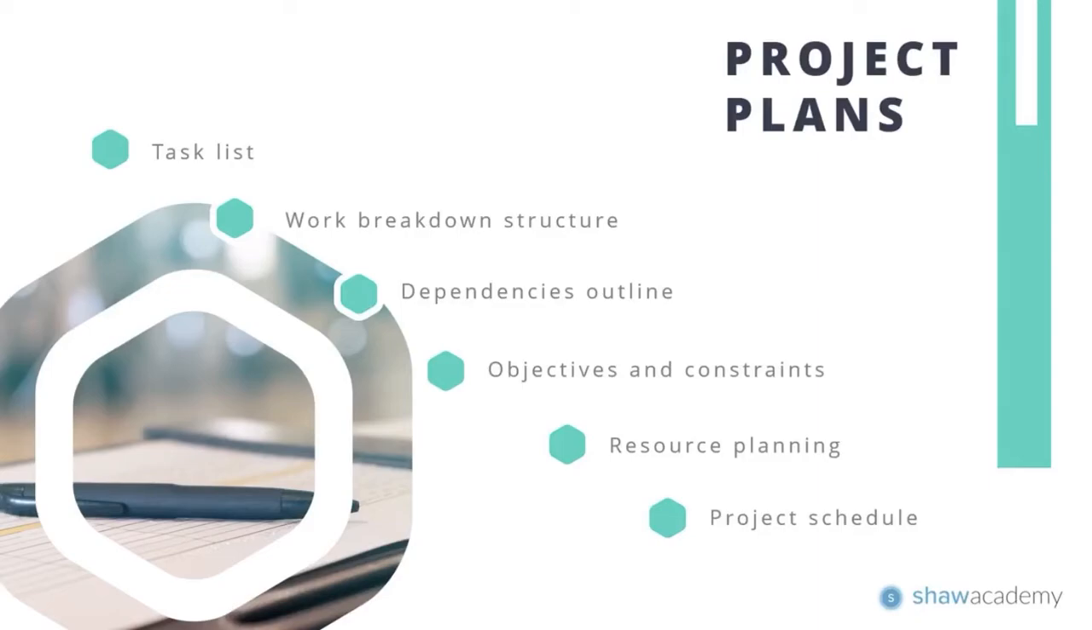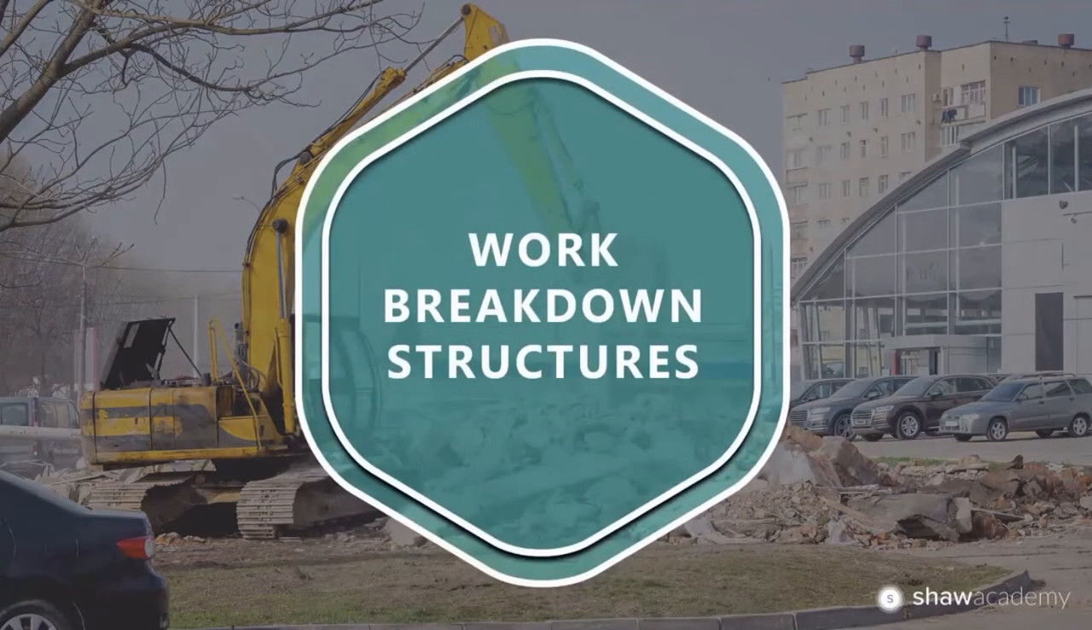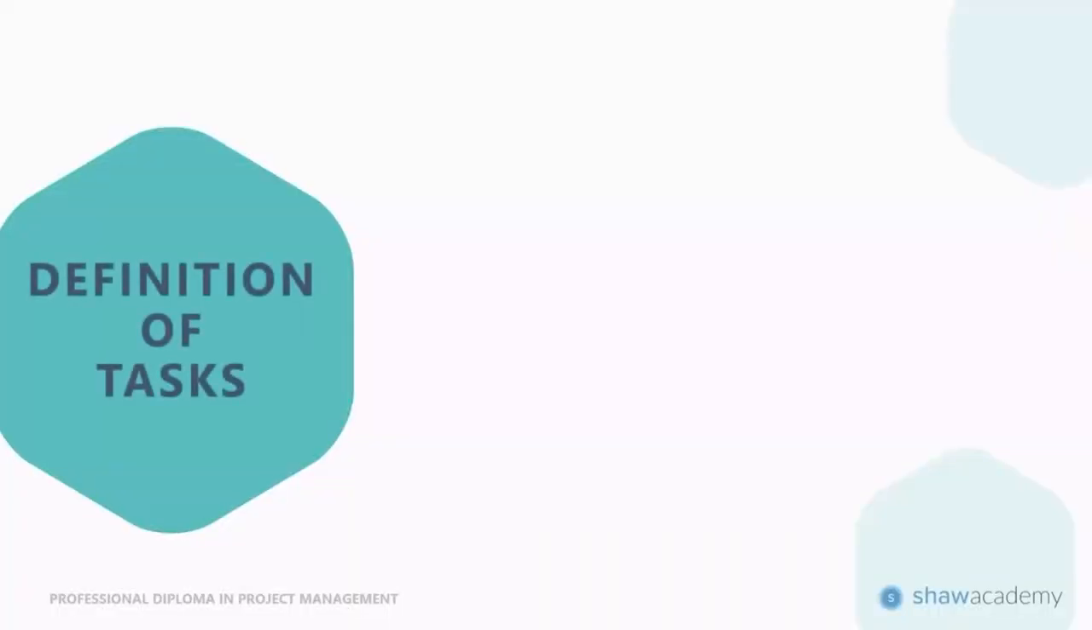Essentially what this means is how long your project will take and the order in which things will be executed. Let's start off with work breakdown structures. Before you get started on your work breakdown structure, you will need to define your tasks. So you'll need to identify and document all activities that need to be performed in order to achieve your project goal. So each individual item of work that together complete your project goal.